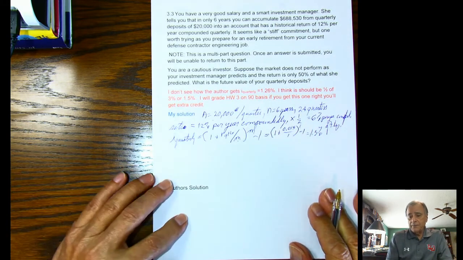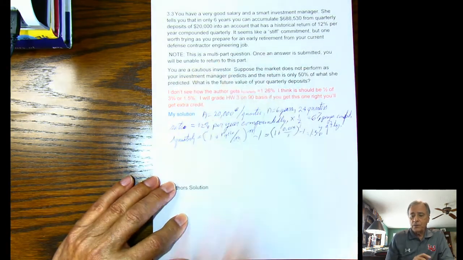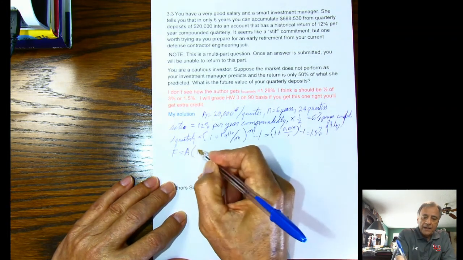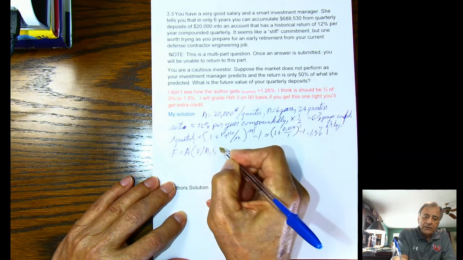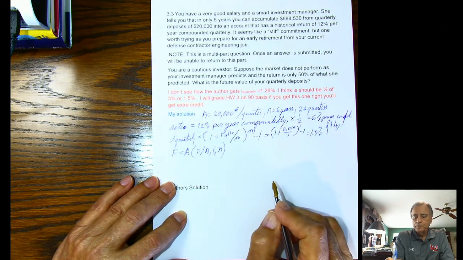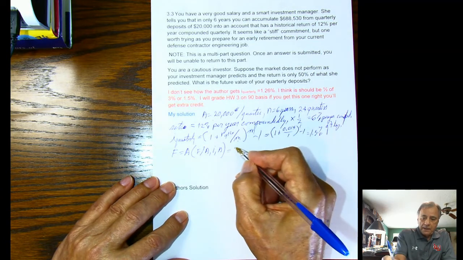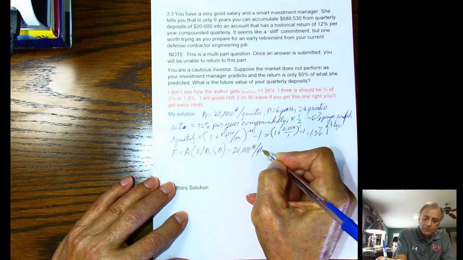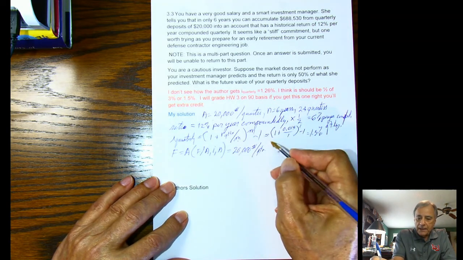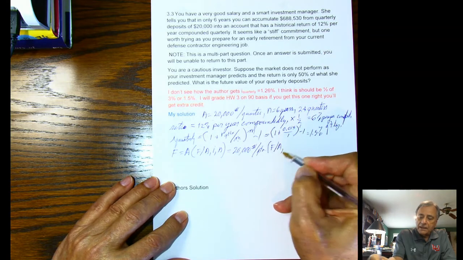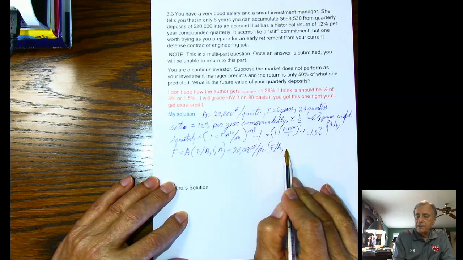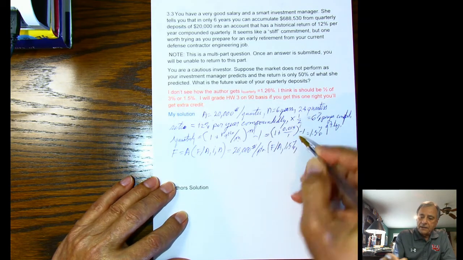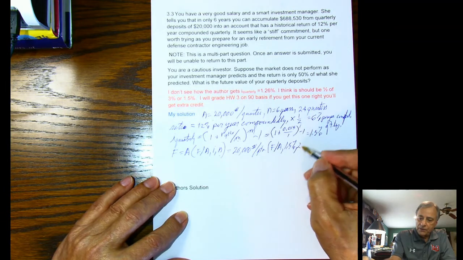So now I'm going to get the future value of those $20,000 payments. F equals A times (F given A) at rate i for n periods. A is $20,000 per quarter, and I'm going to multiply that times F given A. Since this is per quarter, this has to be the effective quarterly rate, which is 1.5%, and this has to be the number of quarters, which is 24.